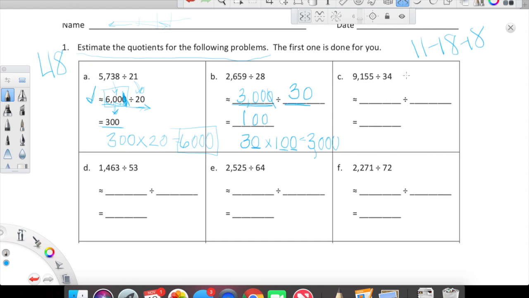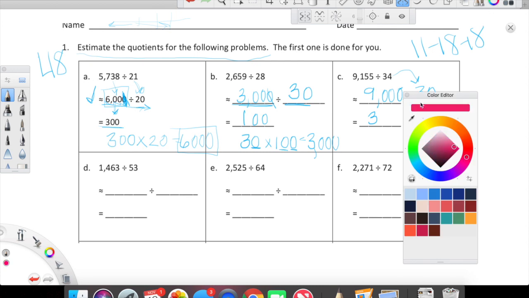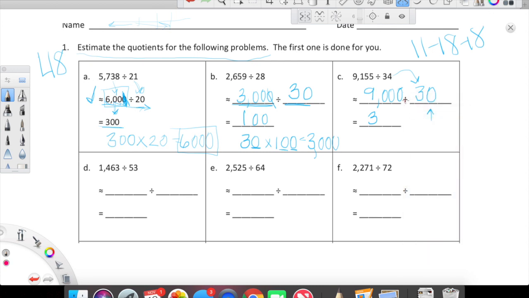Let's go ahead and round this 34 to 30. And then we're going to keep this 9,155. We're going to round that to 9,000 because I can really easily divide 9 by 3 and get 3. Let's see what's going on with our place values. This 0 represents one shift to the right, which means all of these digits are going to shift one place value to the right. Keep in mind, you guys, 9,000, although we don't write it down, 9,000's decimal is right here.